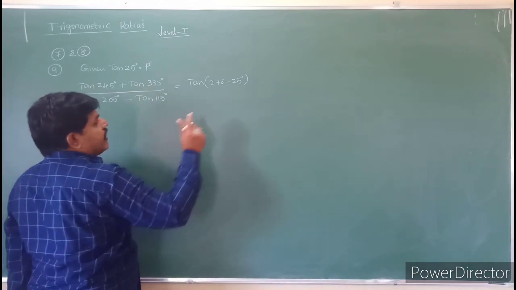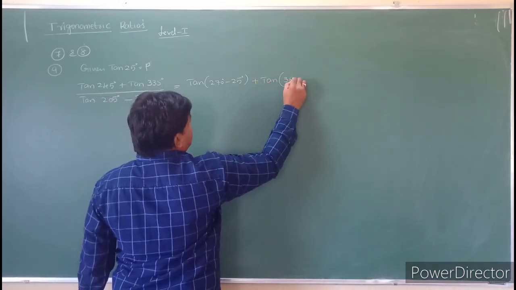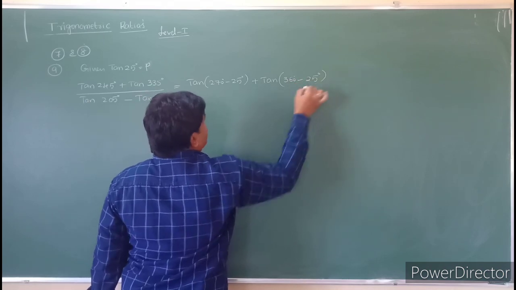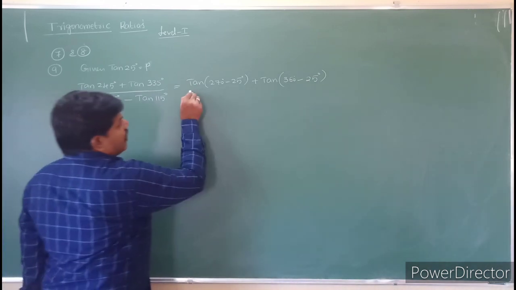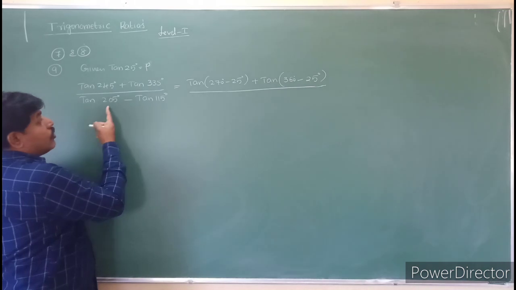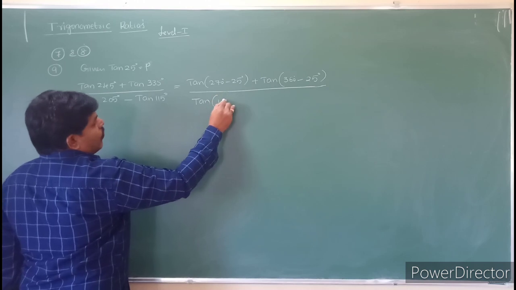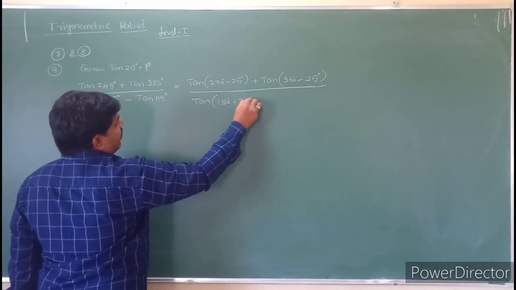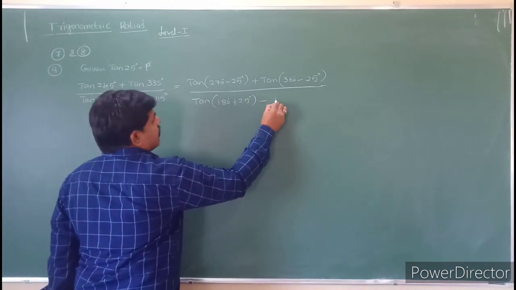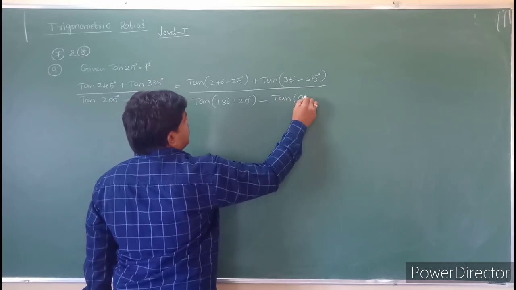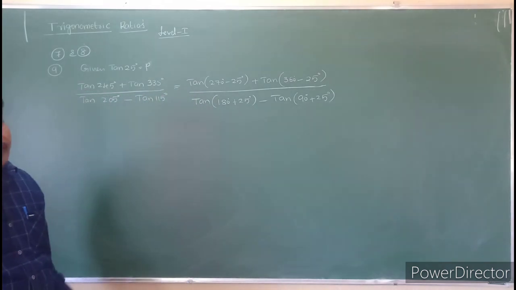Next one is tan 335. Tan 335, how can you write this? That is nothing but 360 degrees minus 25 degrees. Why do I write this form? Because you already know the value of tan 360 minus theta. Similarly, in the denominator also, tan 205. Tell me students, how can you write this? 180 degrees plus 25. So 115, how can you write that? Tan 90 degrees plus 25 degrees.